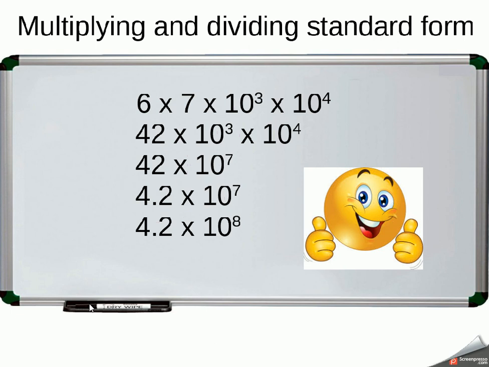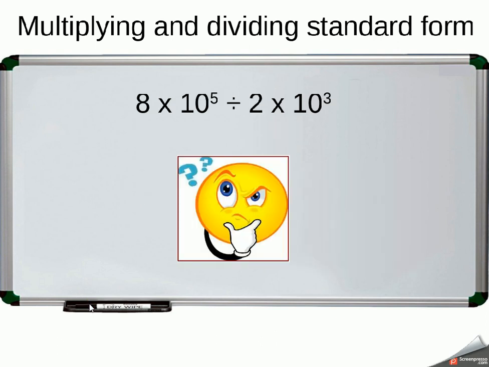So switch it around so you've got the bases next to each other and you've got the exponents next to each other. Multiply the two bases. 6 times 7 is 42, and 10 to the 3 times 10 to the 4 is 10 to the 7. And then if you've got more than one number to the left of the decimal place, move the decimal place in so that you've only got one. And then however many times you've made it smaller, whether it's 10 times smaller if you've moved the decimal place once, 100 times smaller if you've moved it twice, add the number of times you've moved the decimal place on to the power.